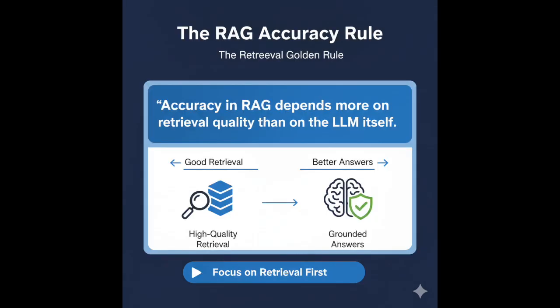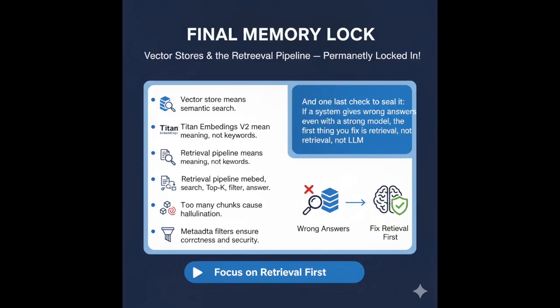Part 10, the golden exam sentence. If you remember one sentence, remember this. Accuracy in RAG depends more on retrieval quality than on the LLM itself. AWS loves this idea.